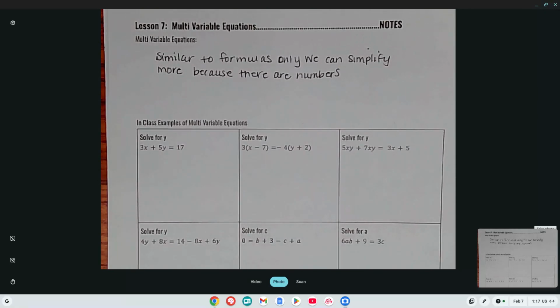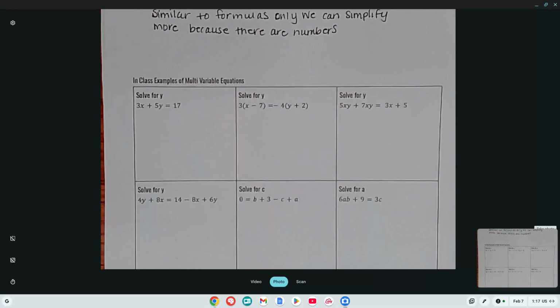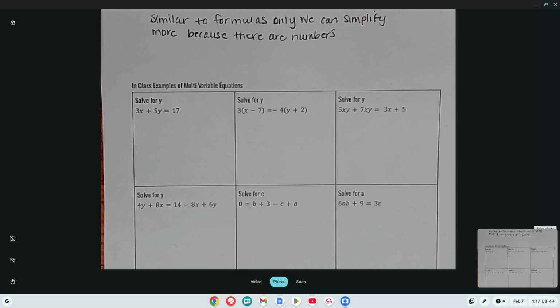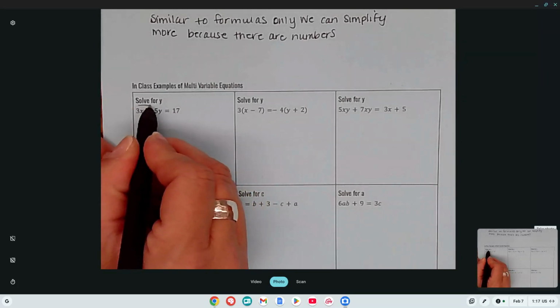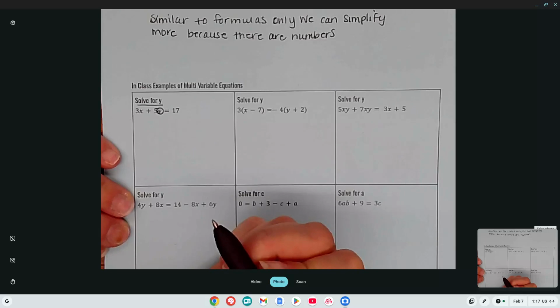So let me take you through these examples just to kind of show you how this works. We're still going to use the exact same solving equations strategies that we've used. The only difference is that now instead of just having an X, for example, there might be an X and a Y, or there might be an A and a B or something like that, okay? So this first one, it says to solve for Y, right? So we want to get this variable by itself.